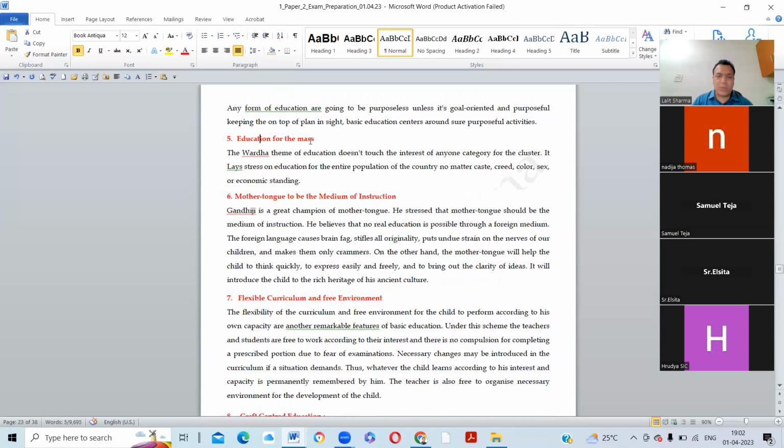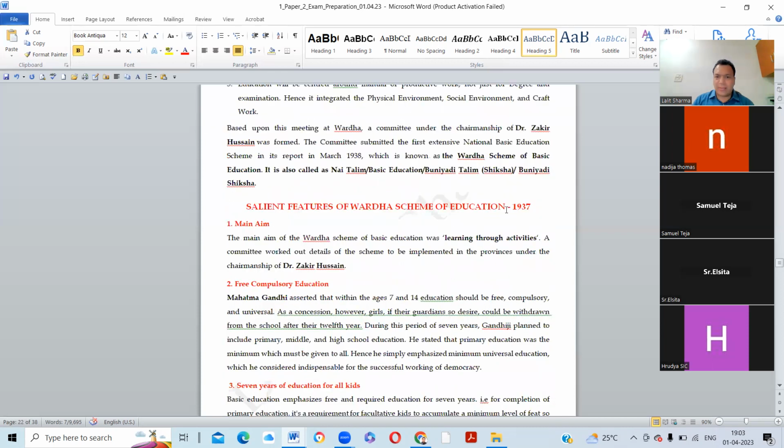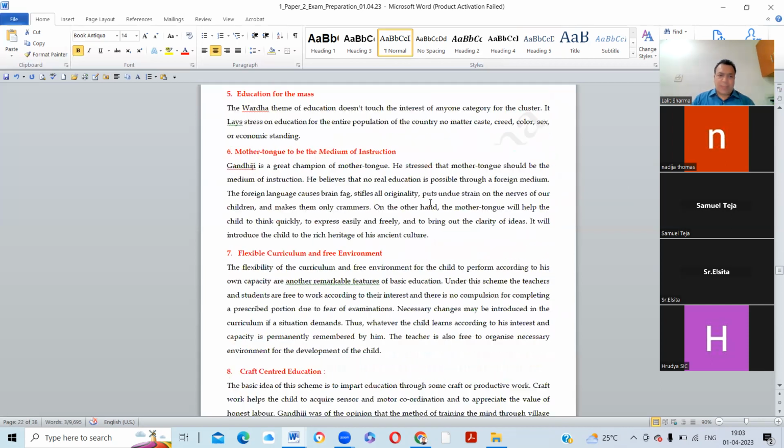Purposeful education is education for the masses, with the mother tongue as the medium. Gandhiji said that under the Vardha scheme of education, or the Nai Talim, education should be in the mother tongue, meaning the vernacular language. So when did this Vardha scheme come? See the date, 1937, right? So you have to remember this.